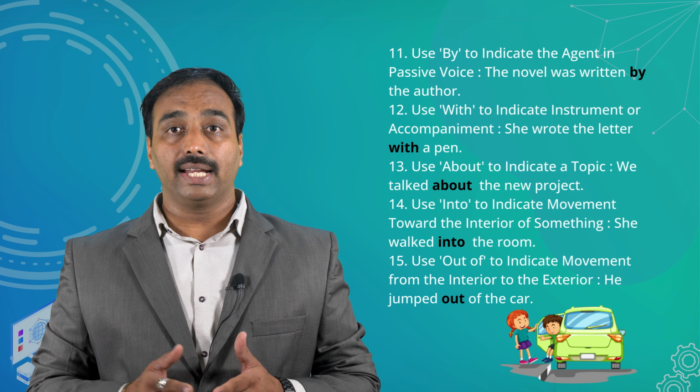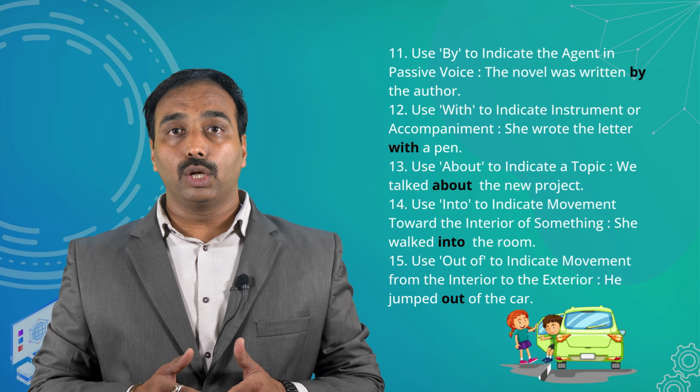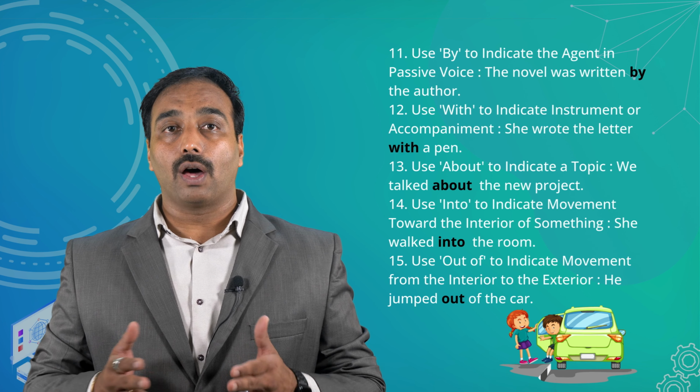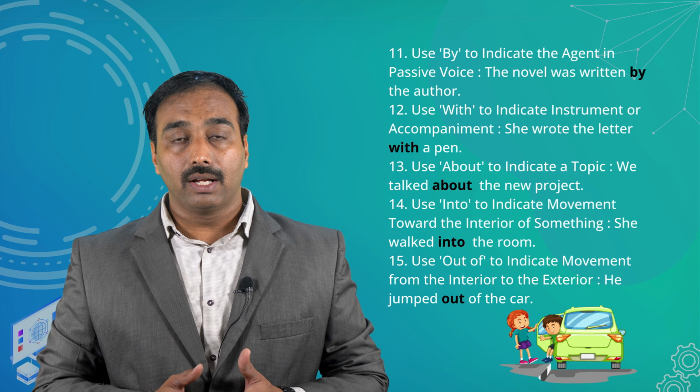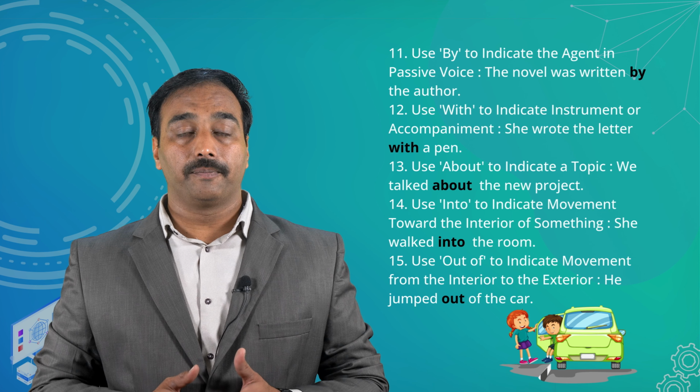Use with to indicate instrument or accompaniment. With can denote the instrument used or a companion. Example: she wrote the letter with a pen. He came with his friend.